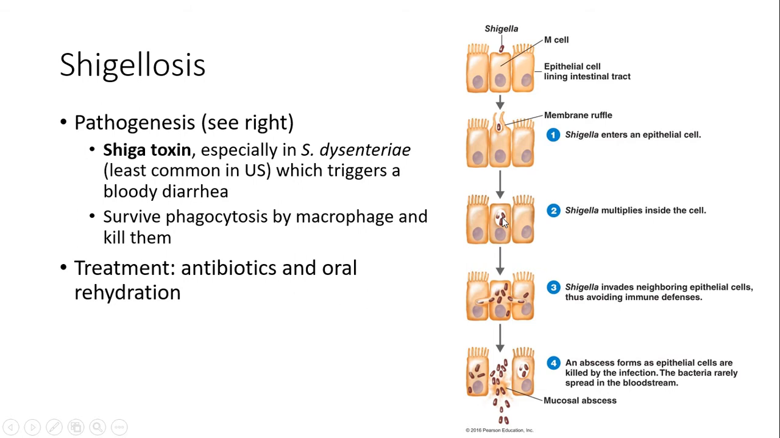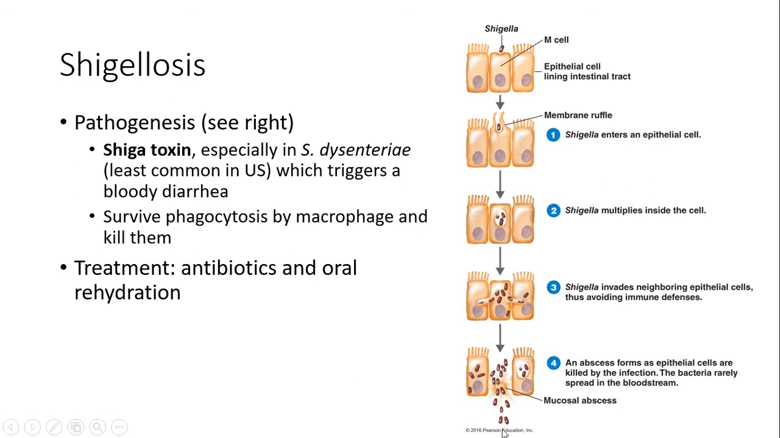Now it survives phagocytosis. It actually kills the cell that it was phagocytosed by, including a macrophage. And from there, it can spread through the tight junctions into the neighboring ciliated cells. In this way, it avoids the immune system. And so that's a real concern.